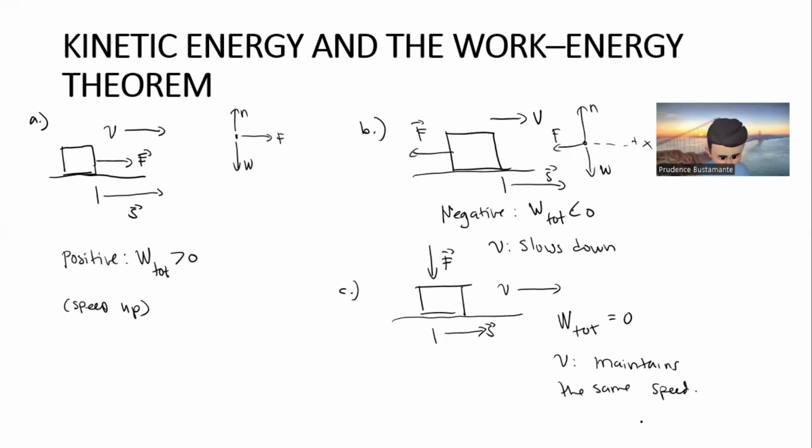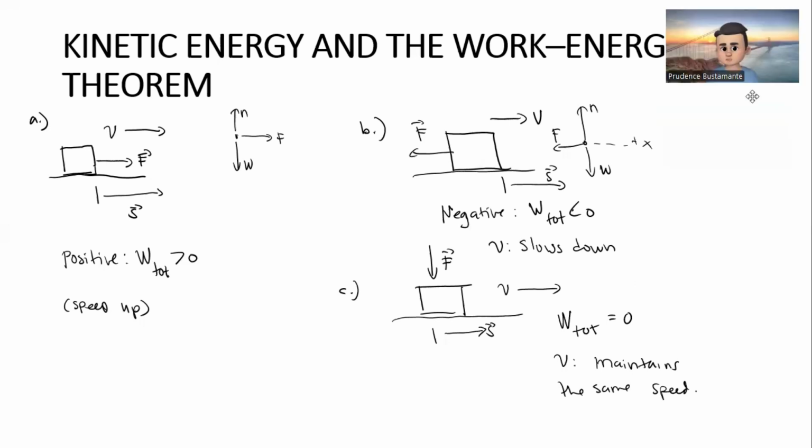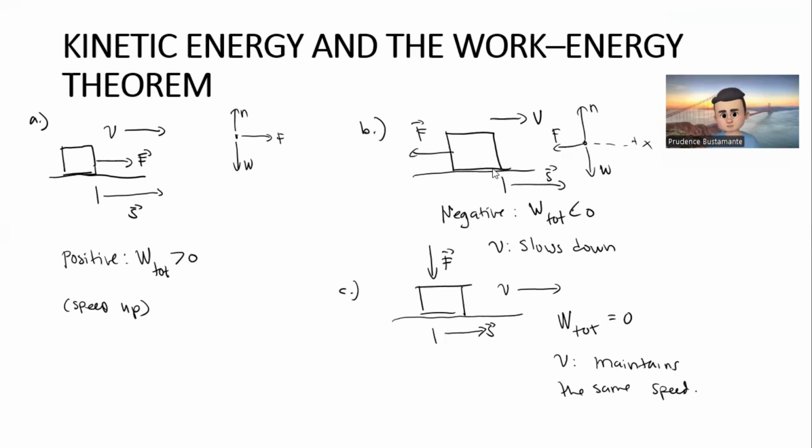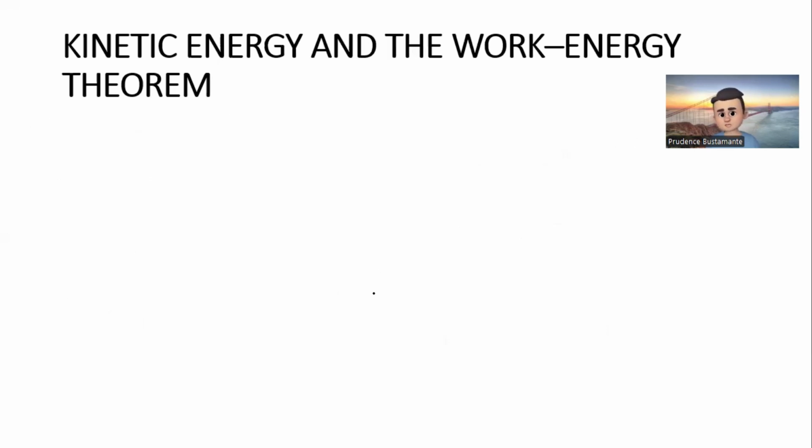Okay, let's review it. If your work total is not zero, what happens to your particle? It speeds up. And if your work total is negative, then your particle is slowing down. But if your work total is zero, the particle is maintaining speed. So there is a relationship between the speed of the particle and the work total of the particle.